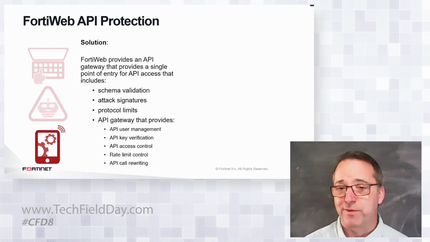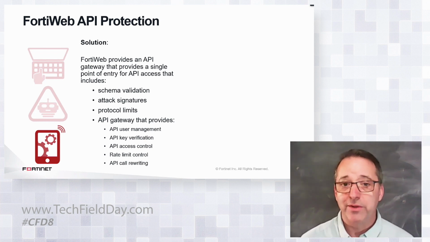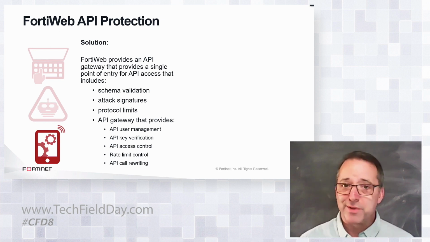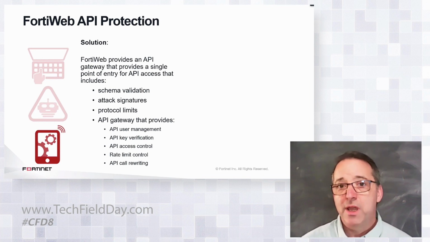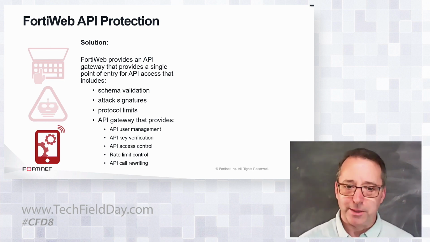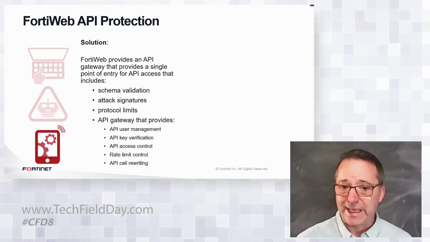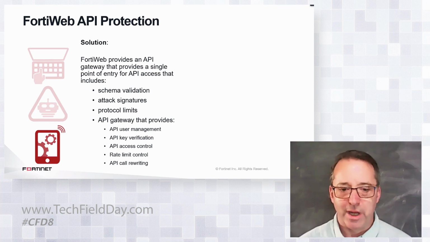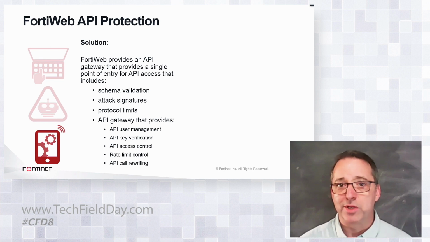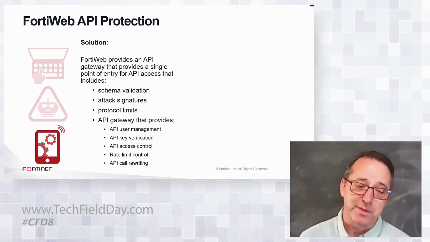And what FortiWeb does is it provides a variety of API security capabilities that allow you to do things like check the schema. You certainly can look for things like attack signatures, protocol limits, but also add additional advanced capabilities in the form of an API gateway that can manage users, verify keys, provide access control, rate limit connections to the API. And all of this, again, is designed to allow us to expose the APIs that need to be exposed to the outside world, but providing legitimate controls.